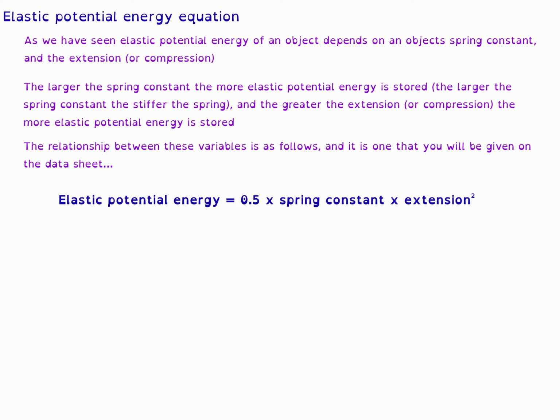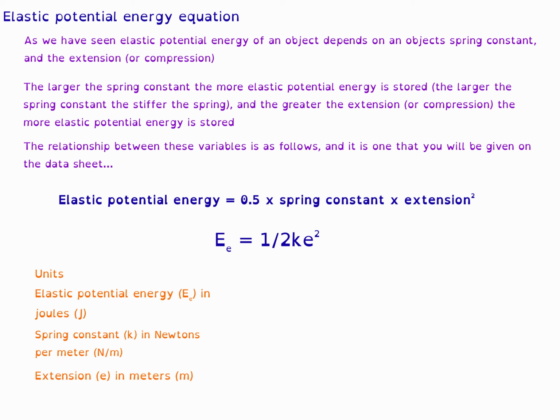The relationship between these two variables is as follows. Elastic potential energy is 0.5 times the spring constant times the extension squared, or Ee equals a half k e squared. And the units: elastic potential energy, Ee, is in joules, the spring constant k is in newtons per metre, and the extension e is in metres.